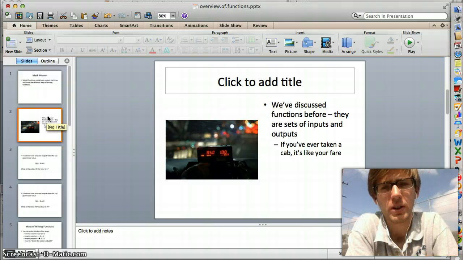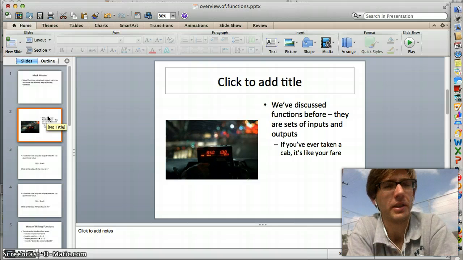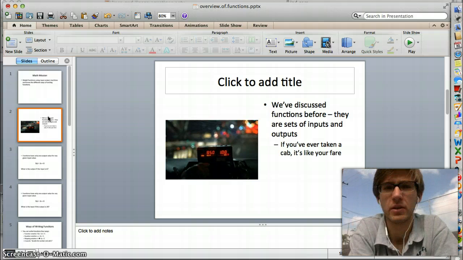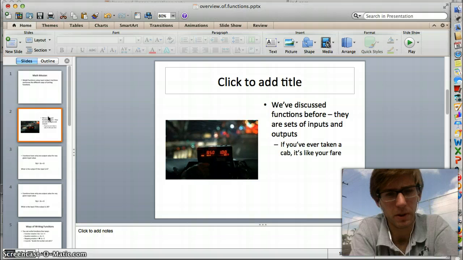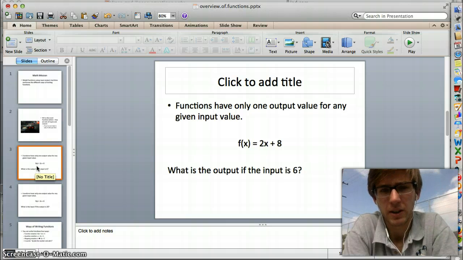So you can think of a function, again, like I said, as inputs and outputs. If you've ever taken a taxi cab before, it's like your fare. The distance you travel is like the input, and the dollar amount that you owe is like the output. So again, the distance you go goes in, the number of dollars you owe comes out. So it's very much like a function. Functions, as we know, have only one output value for any input value. So each input only has one output that goes with it.